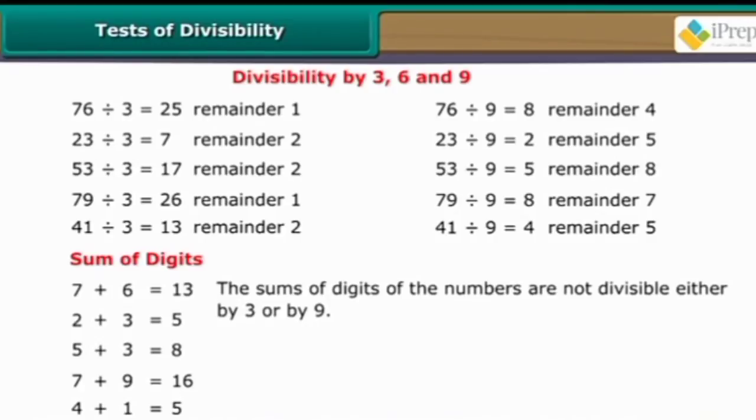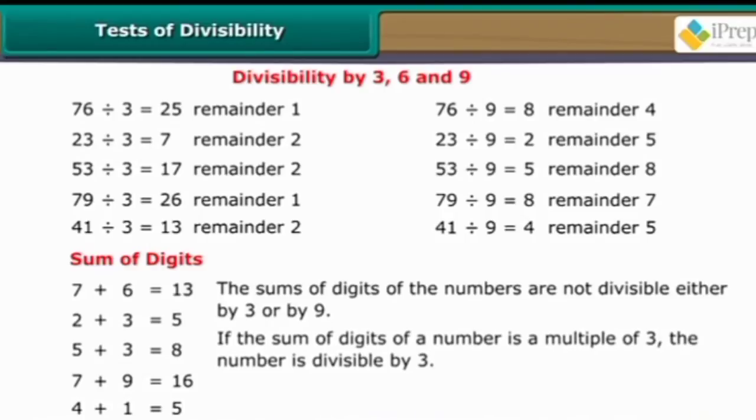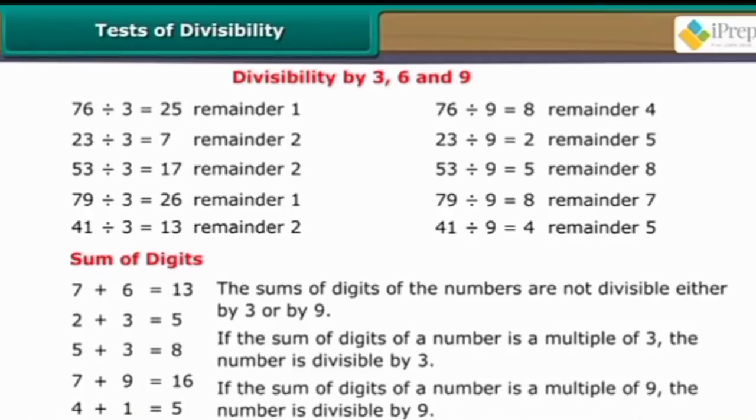Therefore, we can say that if the sum of digits of a number is a multiple of 3, the number is divisible by 3. If the sum of digits of a number is a multiple of 9, the number is divisible by 9.